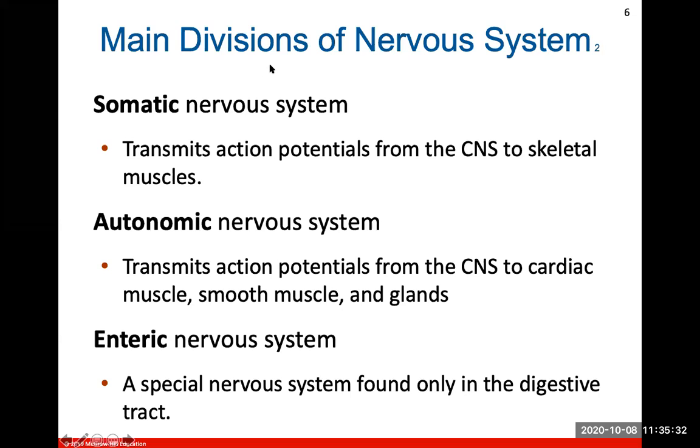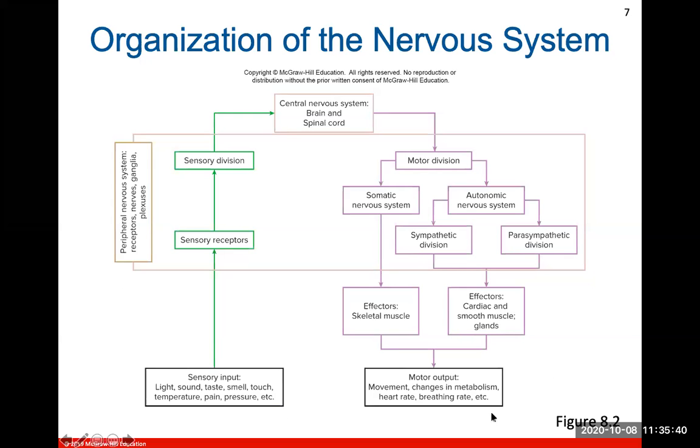All right, and then the enteric nervous system is a special nervous system found only in the digestive tract. So here is kind of what we just talked about, but a chart that puts it into a visual format for you guys to take a look at. Again, dividing the central nervous system from the peripheral nervous system and showing examples of sensory input that will be taken up by the sensory receptors in your sensory division.